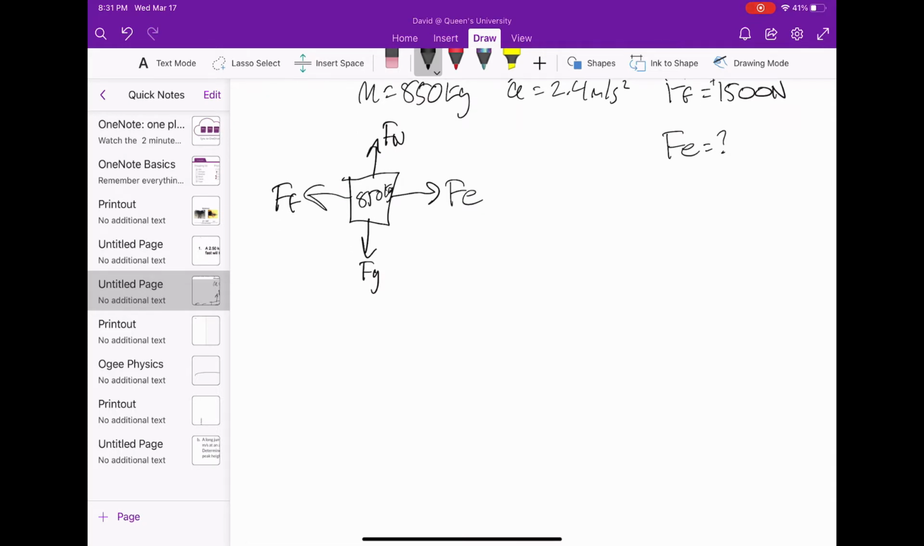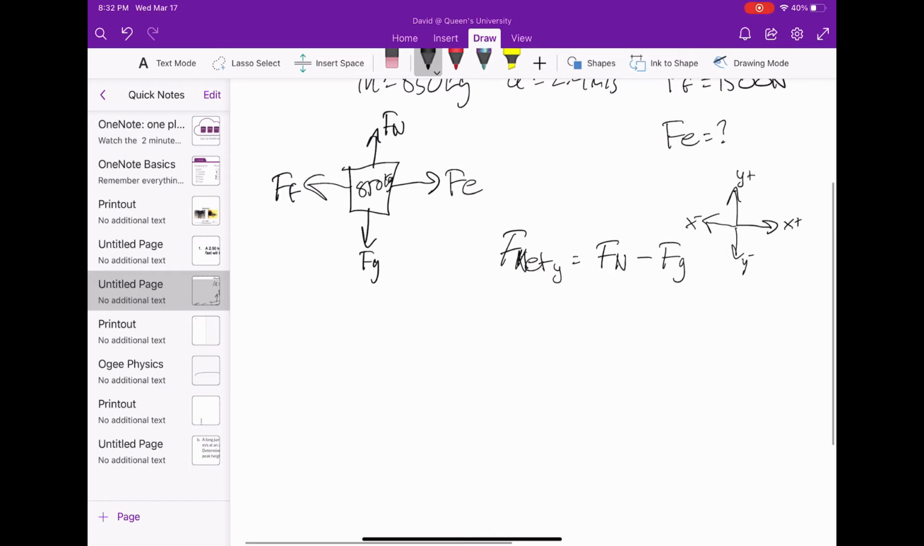Just to show that, we can draw it out. So our FG of the car, actually, let's start with the F net in the Y direction, which will equal, we have our F normal going positive and our force of gravity going negative. So that's based on our coordinate system here, where we call this Y plus, X plus, and if we were to do these directions, that would be X minus and Y minus. And that's based on if our object was right in the middle here.